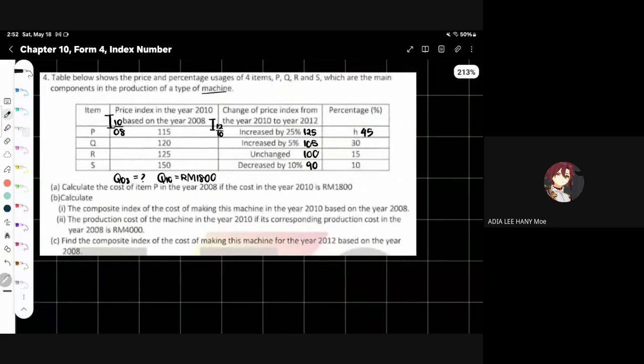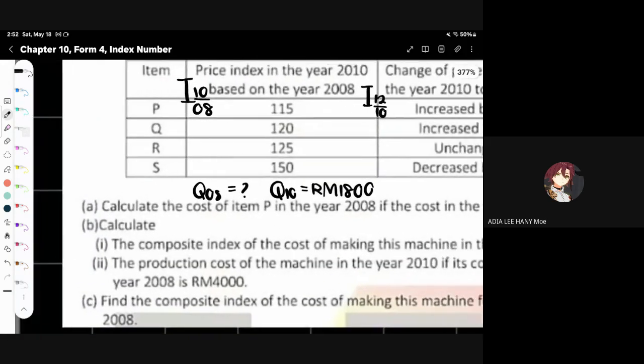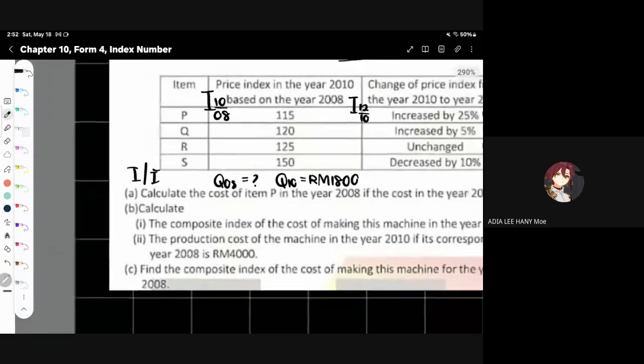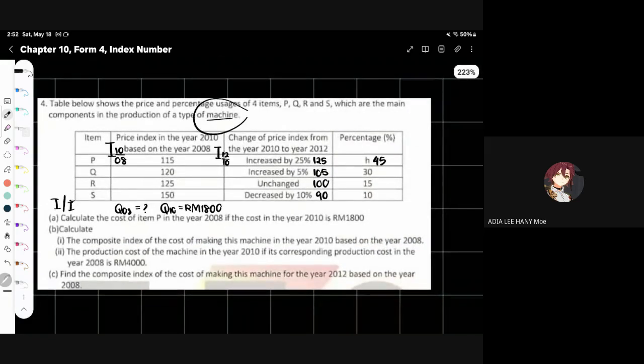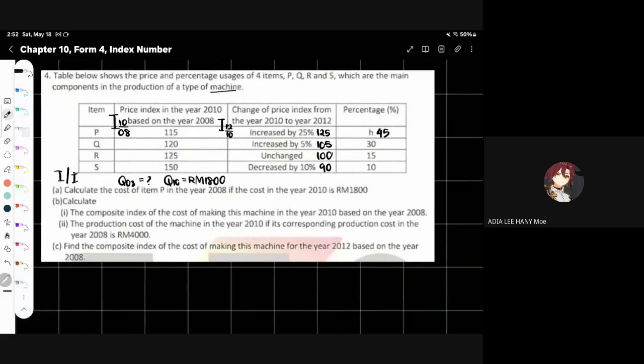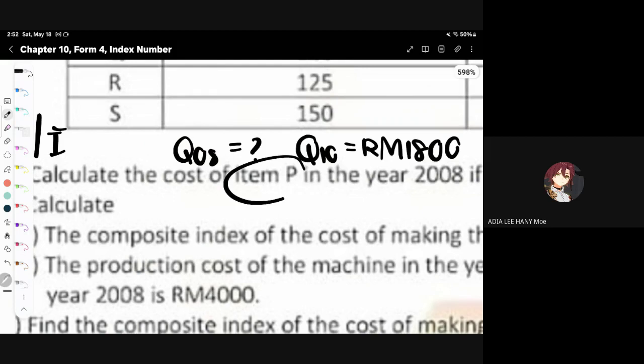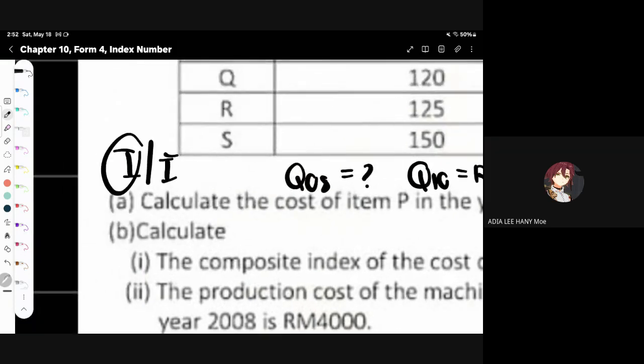Okay, simple, right? So what do we use for cost? What formula do we use for Q? Remember, it is the I formula or the I dash formula. But which one are we talking about? We use I. Why? Because they say item P. It's not saying machine. We can already know which one is the group and which one is the singular. So they're saying item P, so we use the normal formula.